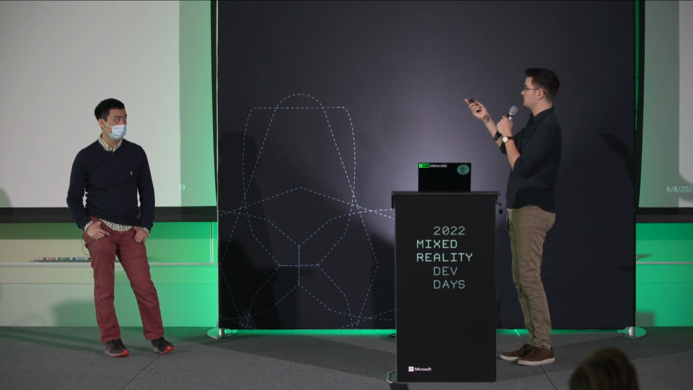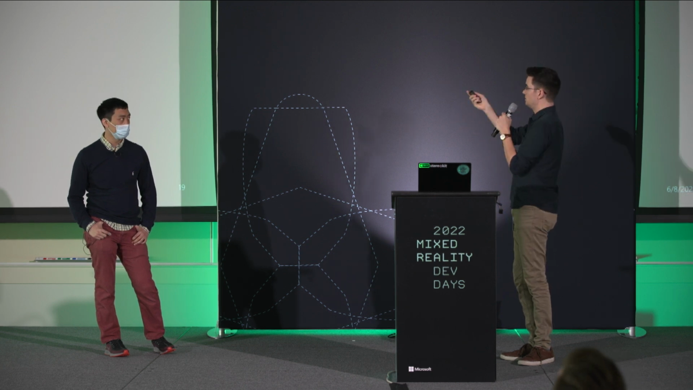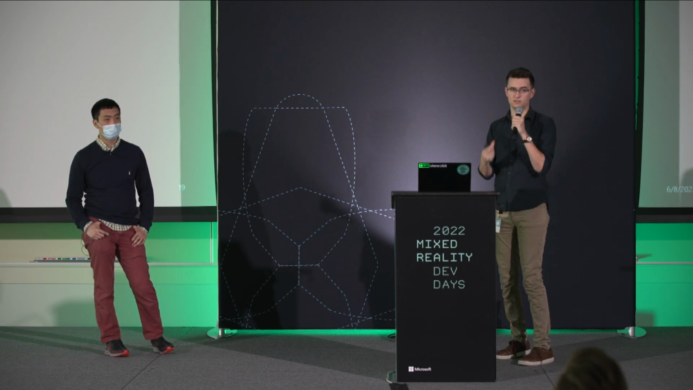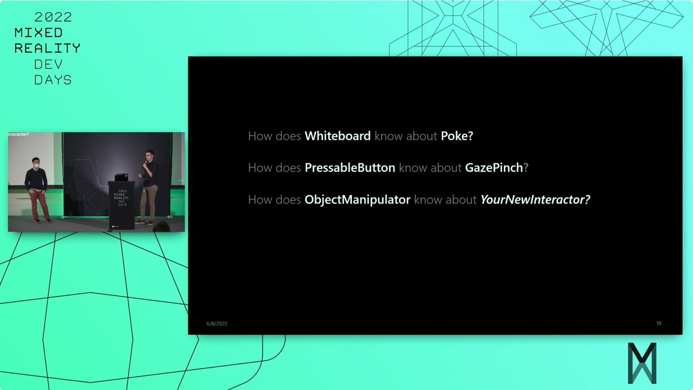How does a whiteboard, which is not even in the same package as a poke interactor, know how to deal with a poke interactor? How does a pressable button understand how to deal with gaze pinch? Because if you look in the pressable button code, there's not a single mention of gaze pinch anywhere in it at all. How does it know how to deal with a gaze pinch interaction? How does object manipulator know about a brand new interactor that you build? You might build an interactor that does some crazy lasso whip interaction. I don't care. How does object manipulator know how to be manipulated by your new interactor?